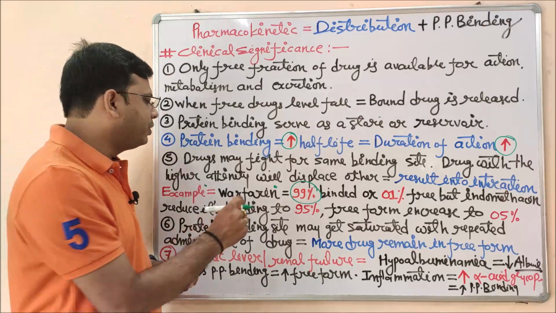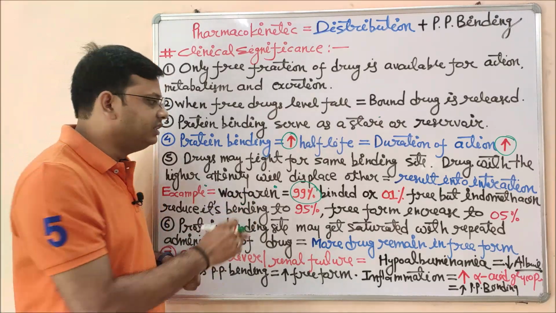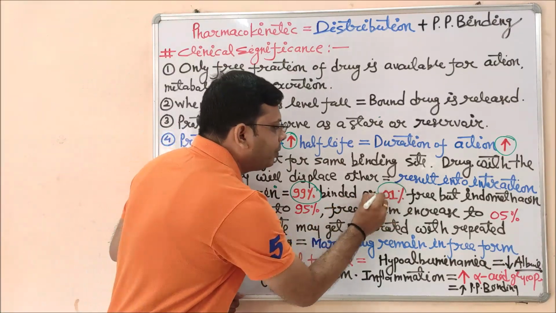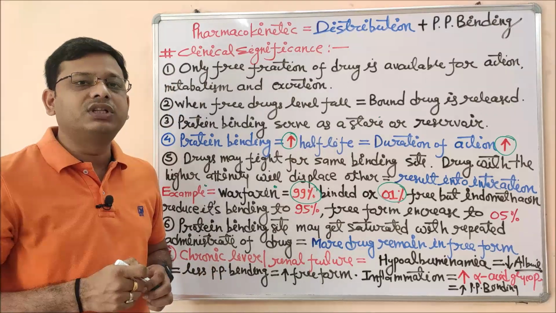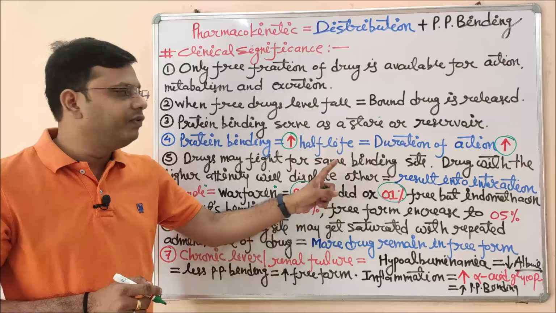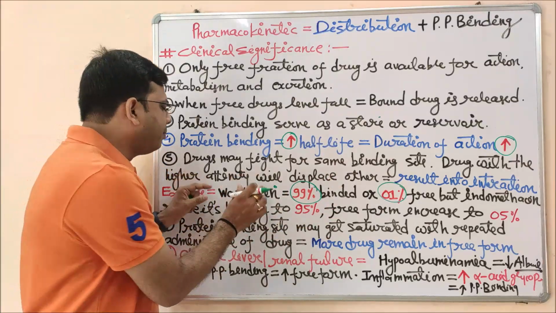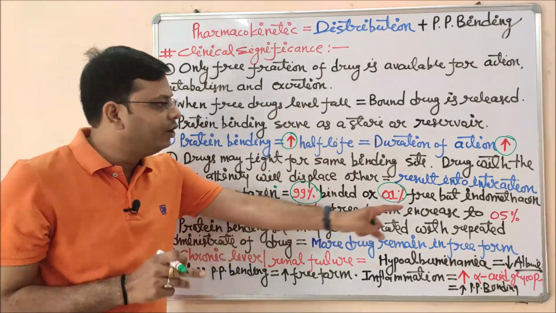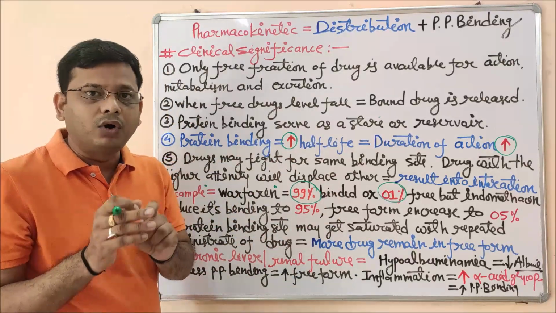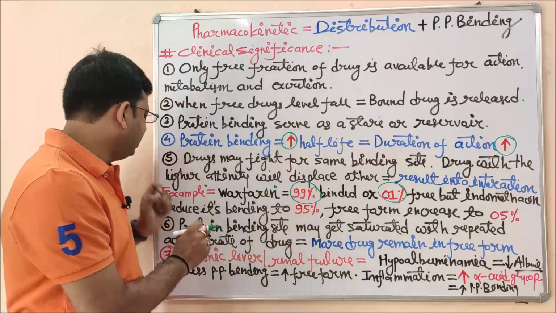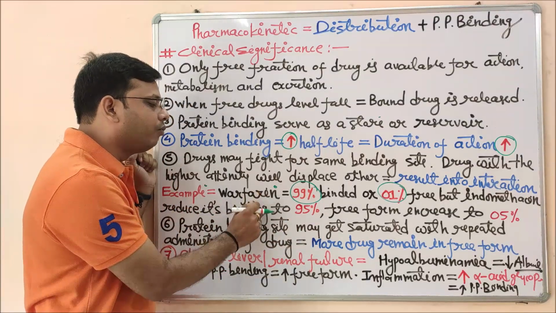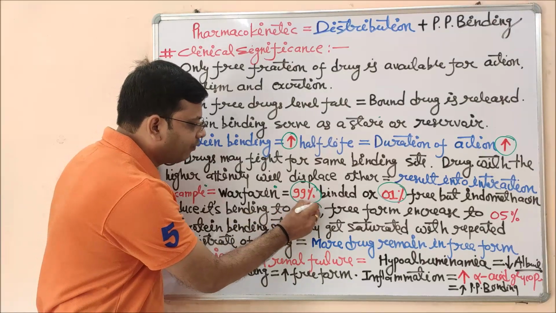If I am giving 100% of warfarin, 99% of the warfarin will be bound with the plasma protein. Only 1% of warfarin will be free, and that will produce the pharmacological effect. But in those situations where drug interaction is taking place, I am giving warfarin and I am giving indomethacin simultaneously, then this indomethacin will reduce the plasma protein binding of warfarin up to 95%.